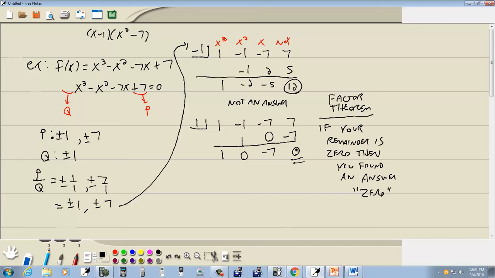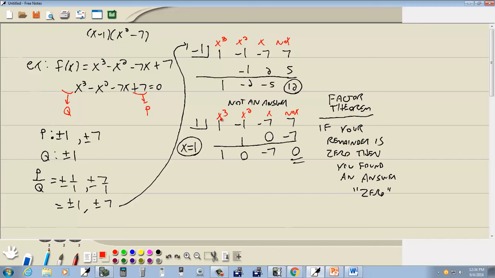Okay, so since we have a remainder of 0 here, that means this number in this box is our first answer. So x equals 1 is our first answer, so I'll go ahead and circle it. Now remember, this was x to the third, this was x squared, this is x, and this is no x.